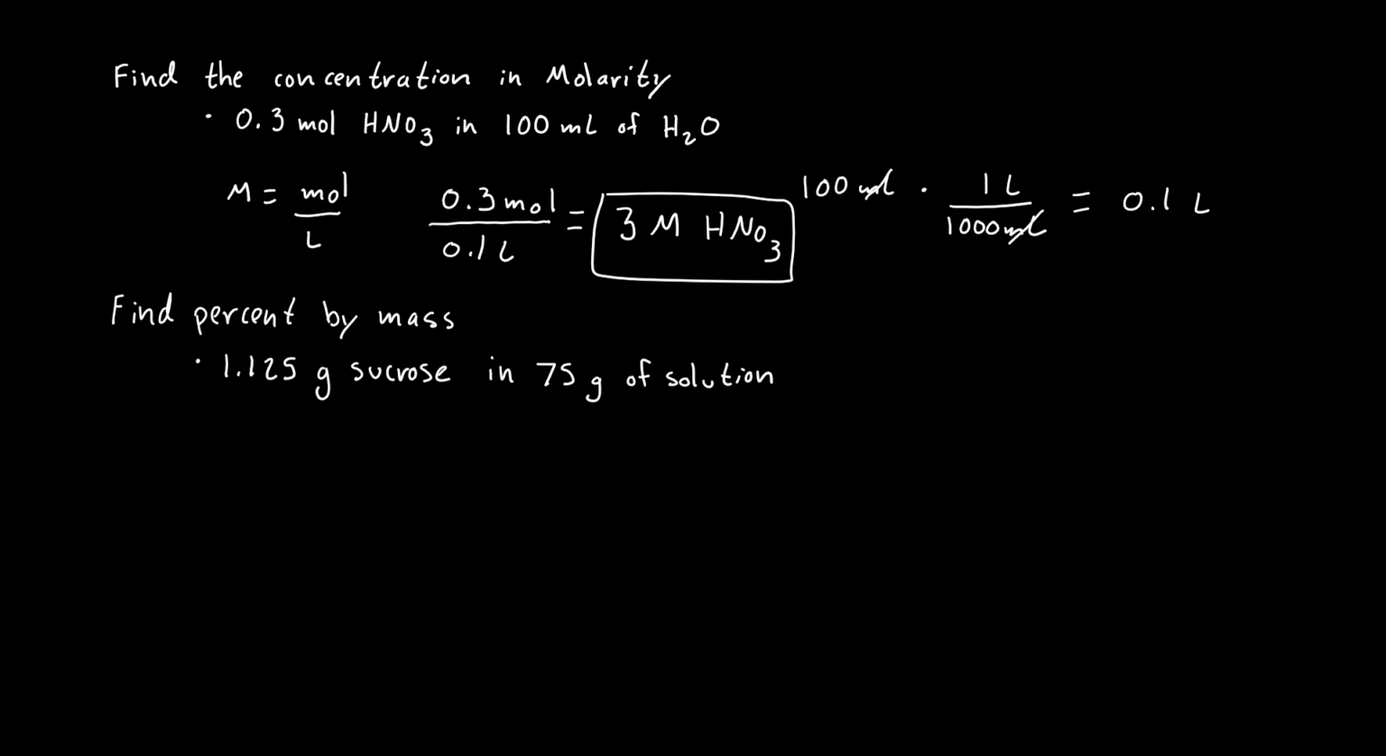Let's do another example. So here we have to find the percent by mass, and we're given 1.125 grams of sucrose in 75 grams of solution. So to find percent by mass, we take our mass of our solute and divide it by the total mass, which here we're given is 75 grams. And then since we're finding a percent, we have to multiply by 100. And this will give us 1.5% sucrose in our solution.